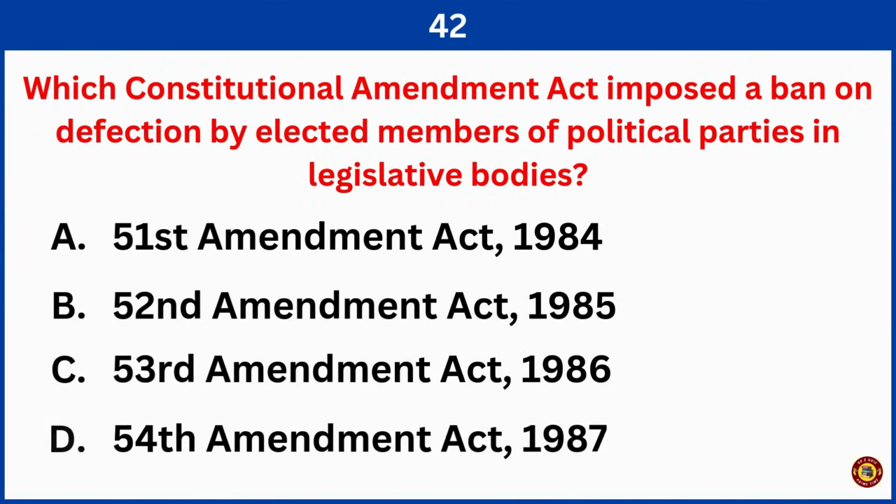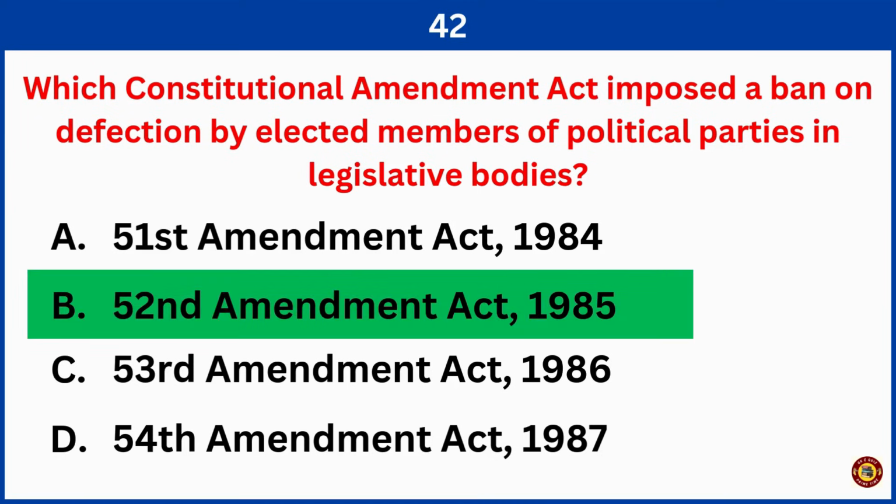Which Constitutional Amendment Act imposed a ban on defection by elected members of political parties in legislative bodies? Right answer is option B, 52nd Amendment Act 1985.